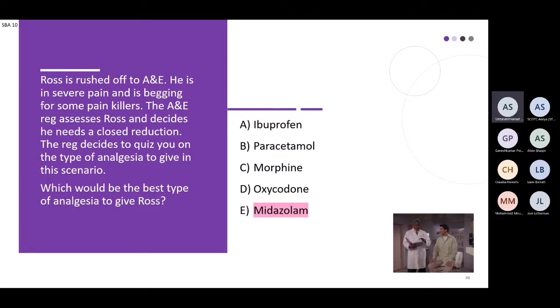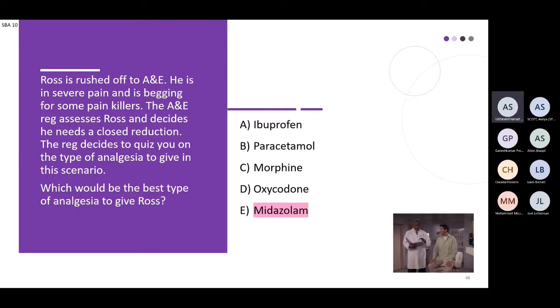But the best thing in this case is midazolam because it makes him drowsy, gets rid of the anxiety as well, especially before things like surgery or any other procedures. It also has an element of amnesia, so you're not going to remember that pain. So you won't be traumatized, for example. So in this case, that's the best one to give, especially when you're going to do something as invasive as pushing your joint back in.